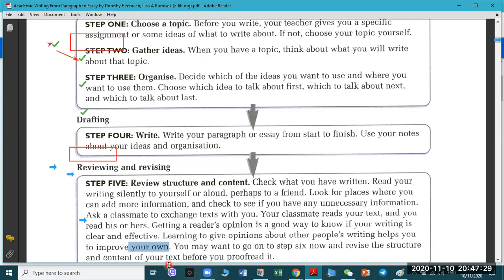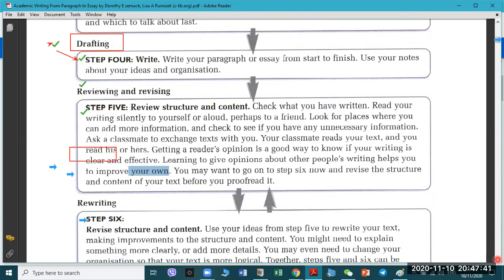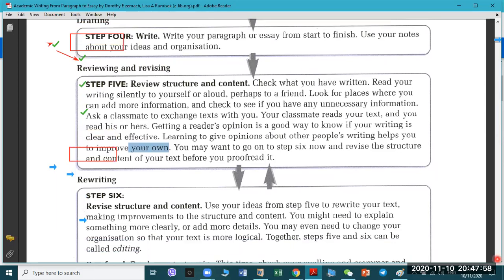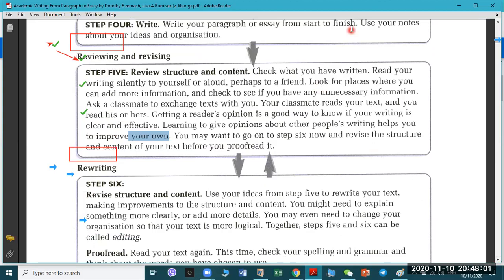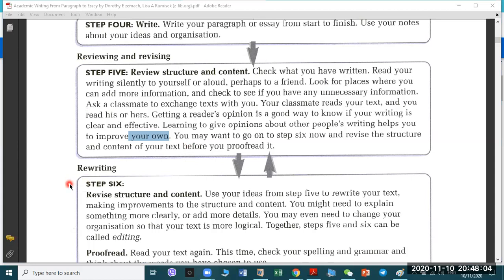You may want to go on to step 6 now and revise the structure and content of your text before you proofread it, okay? This is the last step but one, okay? Rewriting is very important again, which is the sixth step in writing. You should rewrite what you have written. Again, revise structure and content.